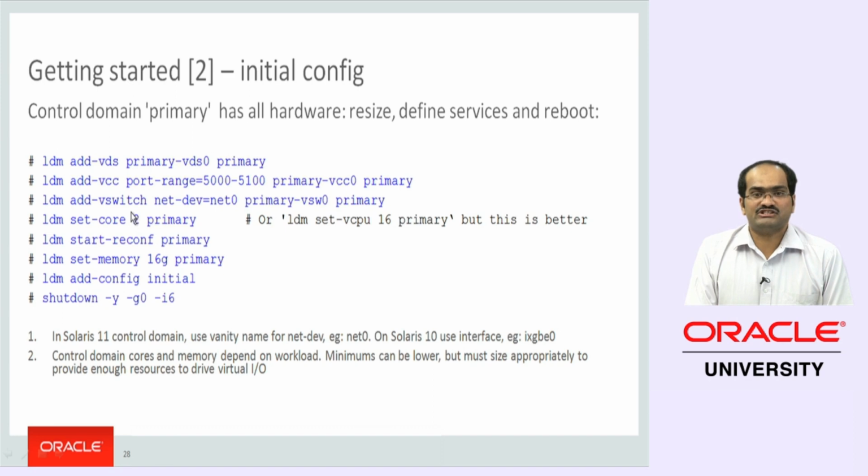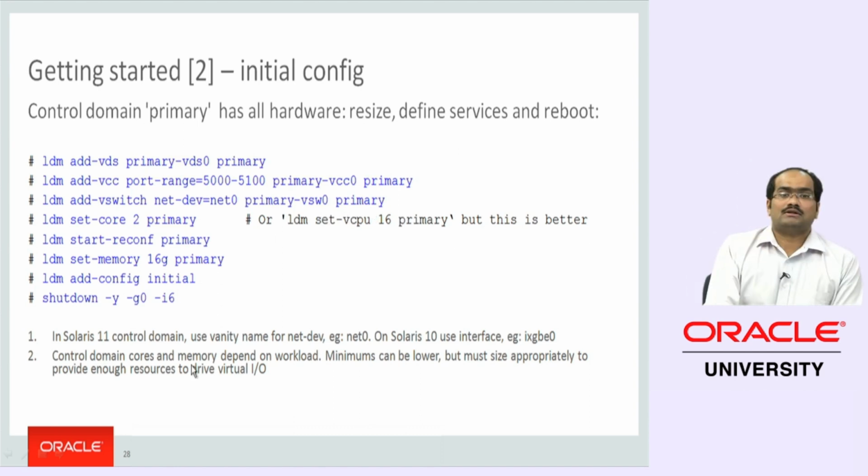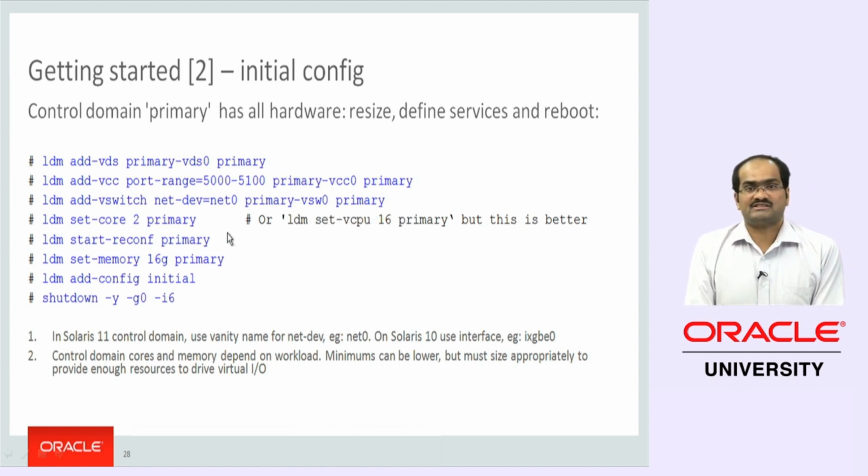The third service is a vSwitch, and the vSwitch is backed by the actual network interface, which is net0. Whatever the real physical NIC on the machine is, net0 is the imported network interface name. So net0 is backed by this vSwitch, and we are giving the name of this vSwitch service as primary-vsw0, and primary is the domain name. Once you start these three services, which are responsible for creating virtual I/O, the next step is to configure the CPU and memory for the primary domain.